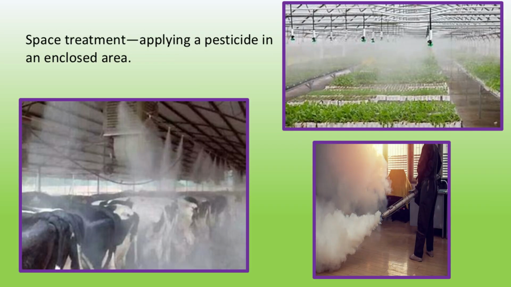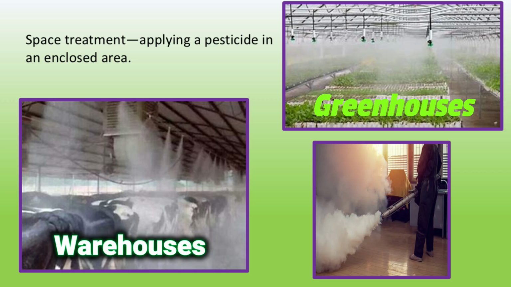The next type of treatment we're going to look at is a space treatment. This would involve applying a pesticide in an enclosed area. So this could be a lot of different things. As you can see in the upper right, this could be something in greenhouses. This is something I've seen in warehouses, in factories, in grain bins, in railroad cars. There's pretty much no limit to where this can be done. I've also seen these types of applications even in residential structures. Although they're not as common, there is some types of treatments you can do in those as well.